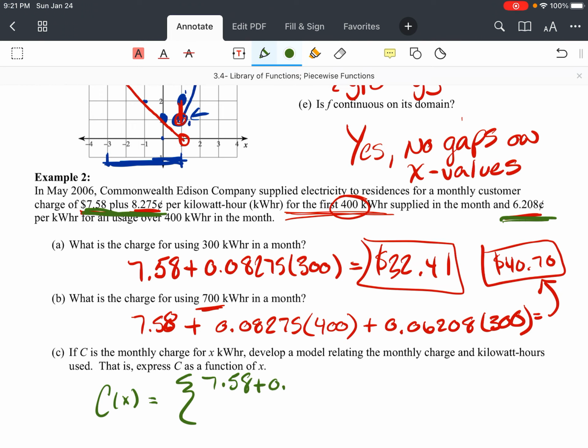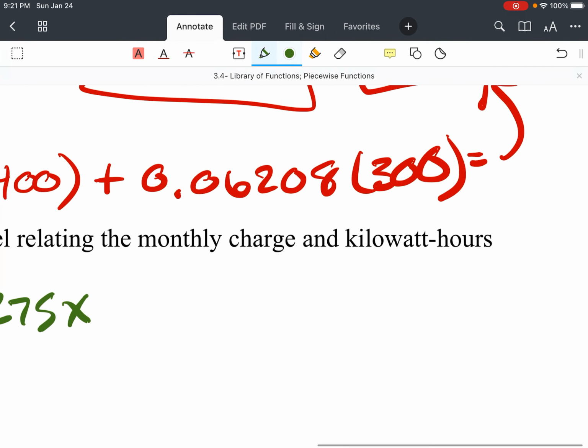It's simply $7.58 plus 0.08275x, and we'll figure out our domain here in just a little bit. All right, the next part's what's going to take a little bit of extra work, a little bit extra thought.